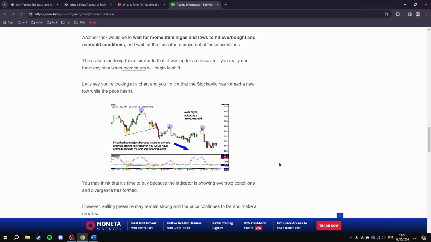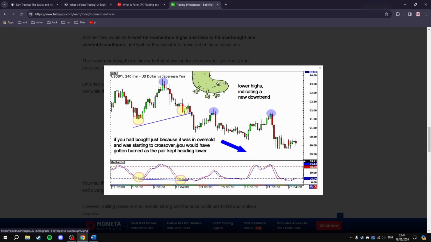The reason for doing this is similar to that of waiting for a crossover. You really don't have any idea where momentum will begin to shift. Let's say you're looking at a chart and you notice that the stochastic has formed a new low whilst the price hasn't. So here, if you had bought just because it was oversold, and it was starting to cross over, you would have gotten burned as the pair kept heading lower.